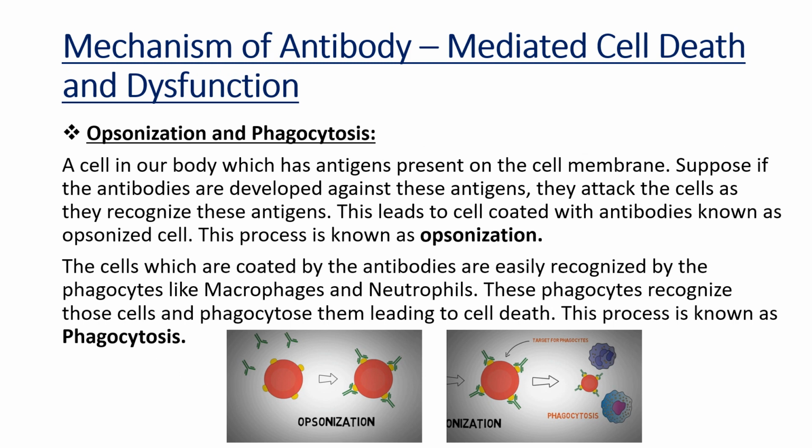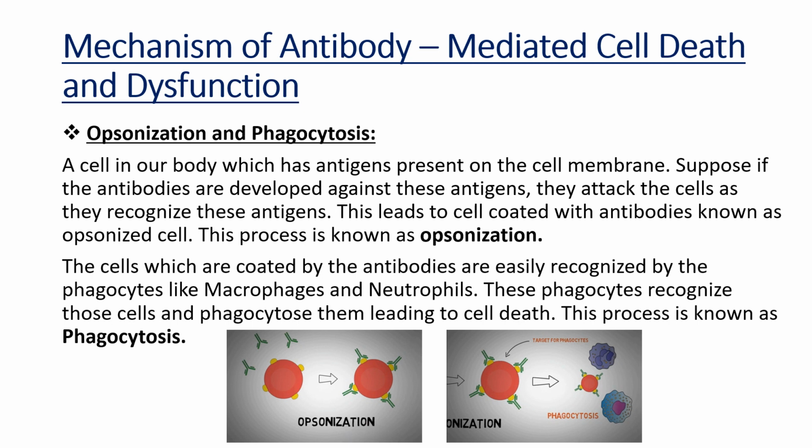Mechanism of antibody-mediated cell death and dysfunction. Opsonization and phagocytosis. A cell in a body has antigens present on the cell membrane. Suppose the antibodies are developed against these antigens, they attack the cells as they recognize these antigens. This leads to the cell being coated with antibodies, known as an opsonized cell. This process is known as opsonization.